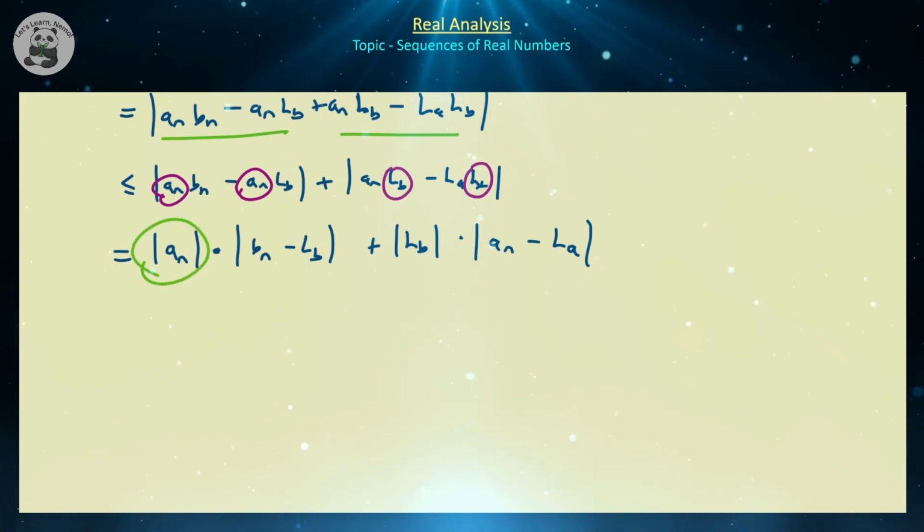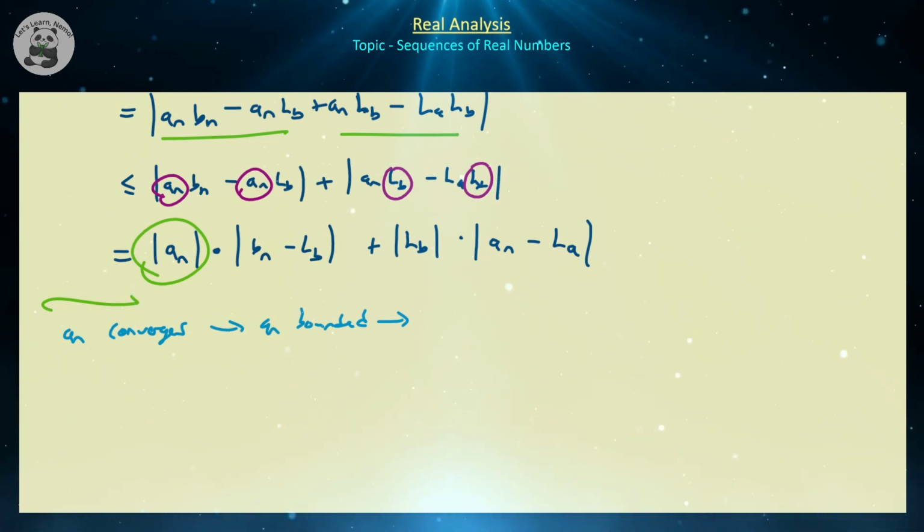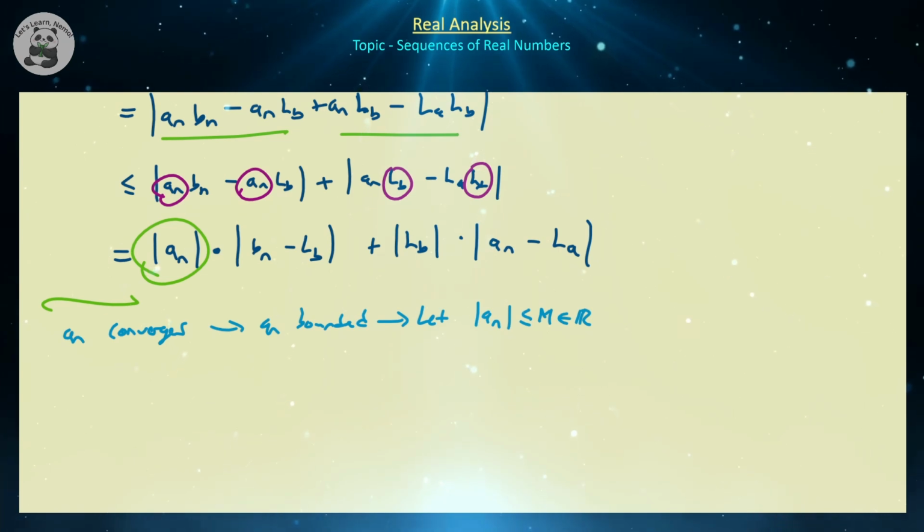So keep in mind, An is a convergent sequence. So let's bring back a theorem that we proved a little bit ago, right? So An converges, which means that An is also bounded, right? So what we're going to do is we're going to let the absolute value of An be less than or equal to M, where M is some real number. So M is your bound for that sequence.